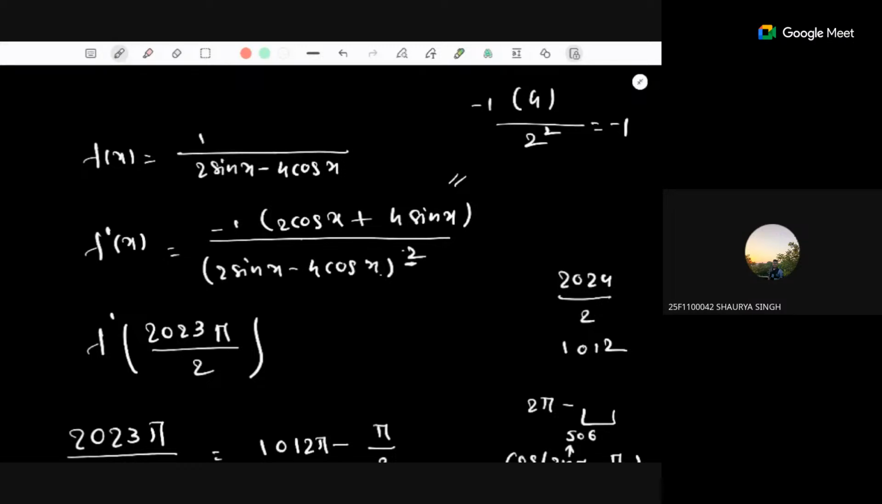Okay. Yeah. So what you have to do is just make the number into some multiple of 2 pi, so that it will get reduced and we can use our known trigonometric identities.